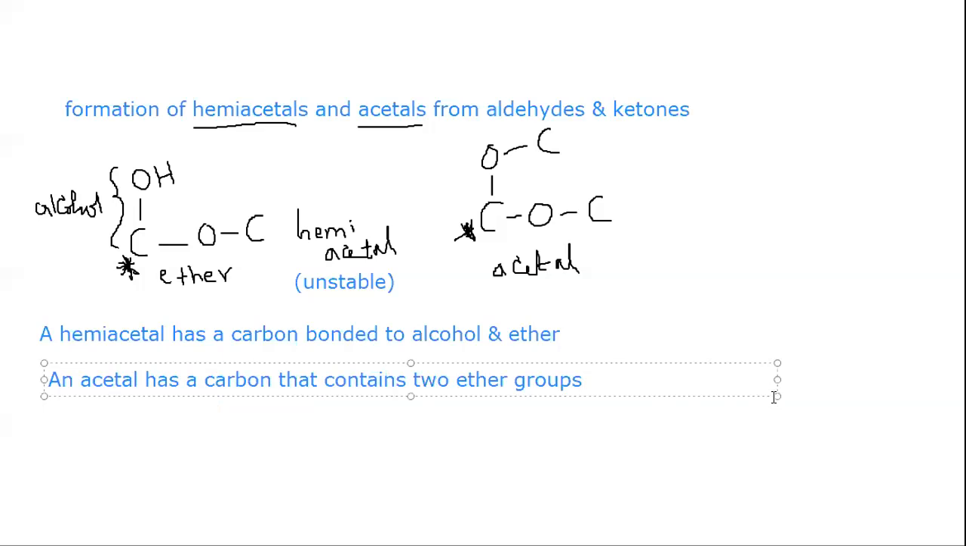I'm going to give you guys some practical examples because these compounds have some practical applications. So if a carbon contains alcohol and ether, then it's called hemiacetal. If a carbon contains two ether groups, then it's called acetal.